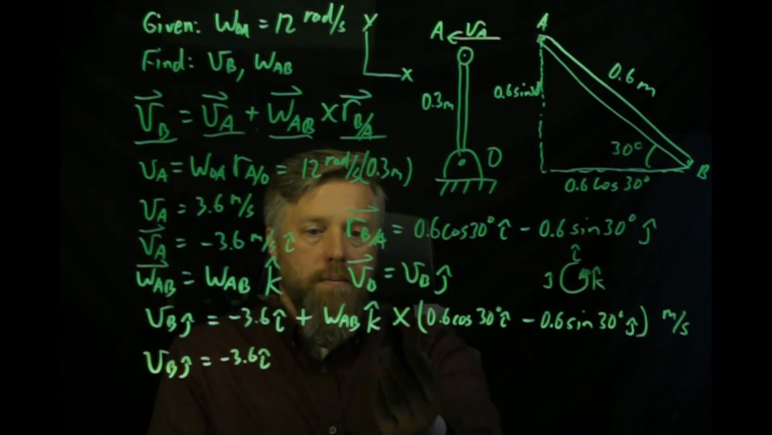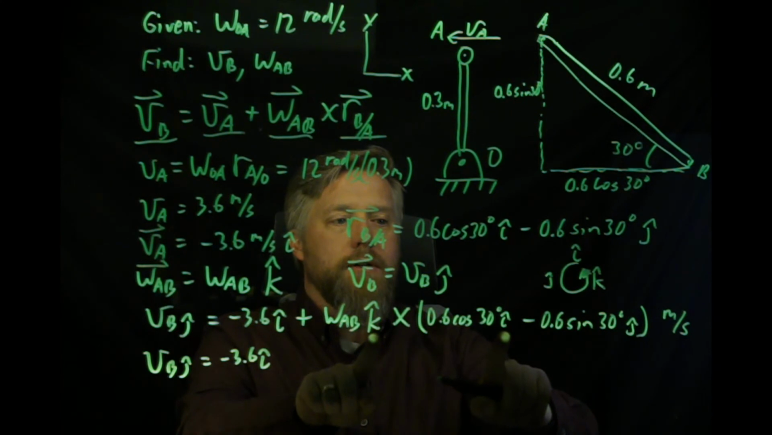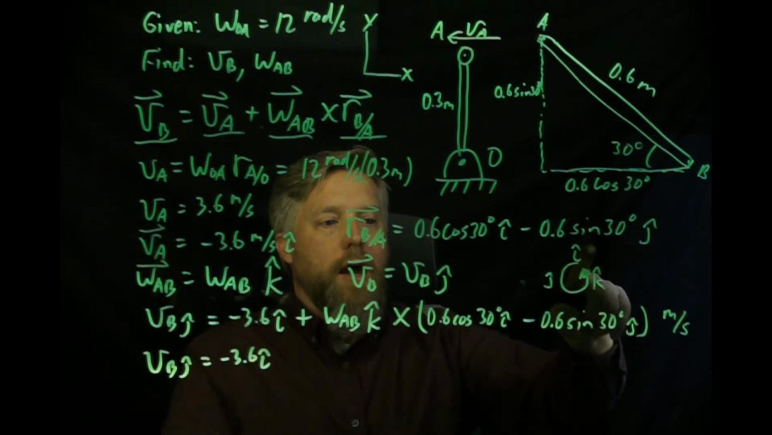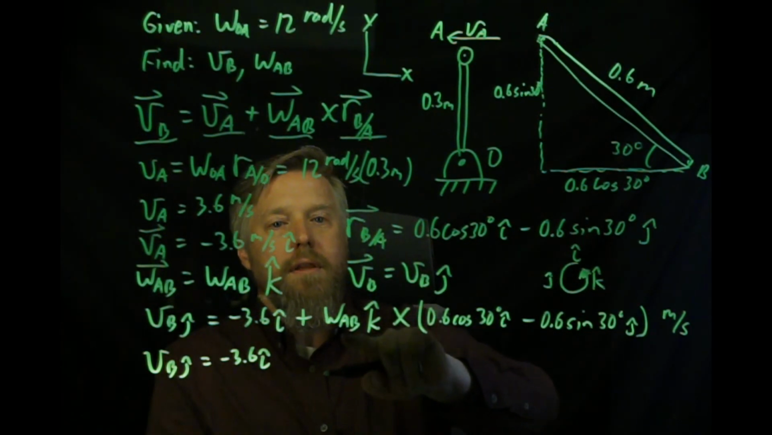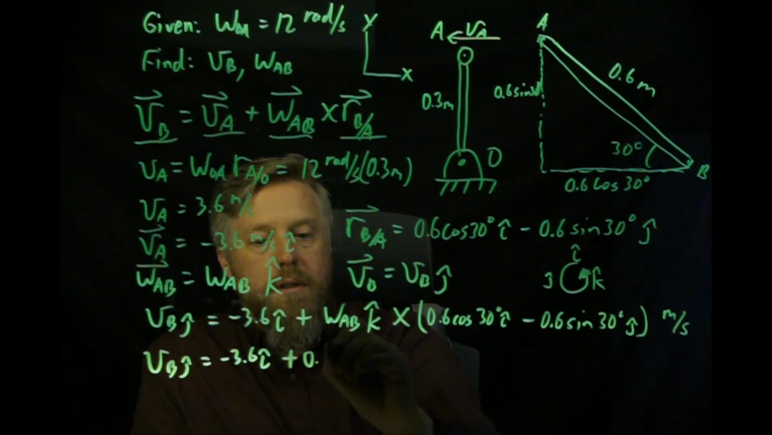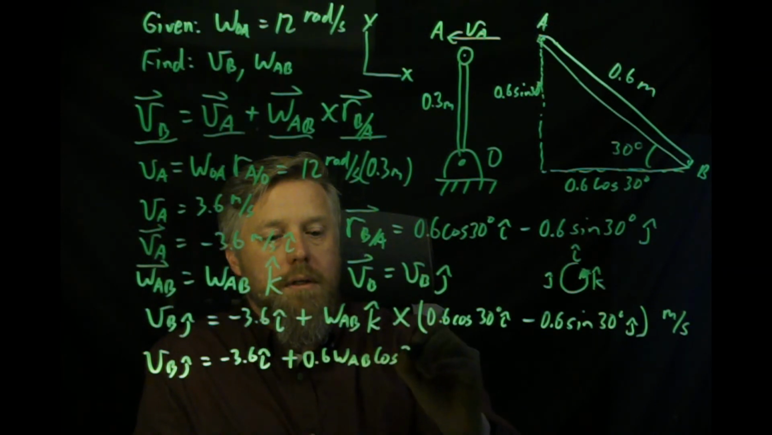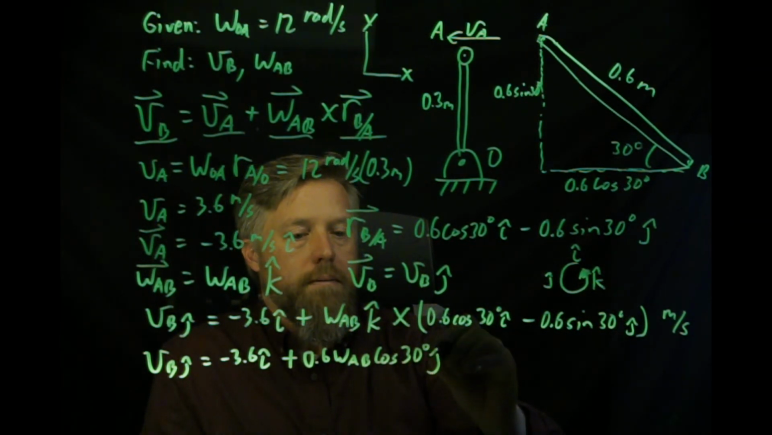The first one, I'm going to be doing a k crossed with an i. A k crossed with an i, you can see it goes in the direction of this arrow. k crossed with i gives me a positive j. And since neither of these have a negative on them, I expect positive. So I'd say plus 0.6 omega AB cosine of 30 degrees. And it's k crossed i, so I get j.